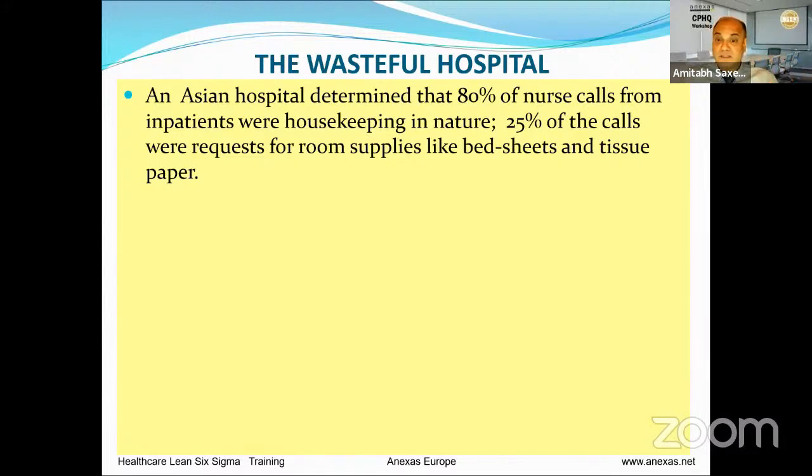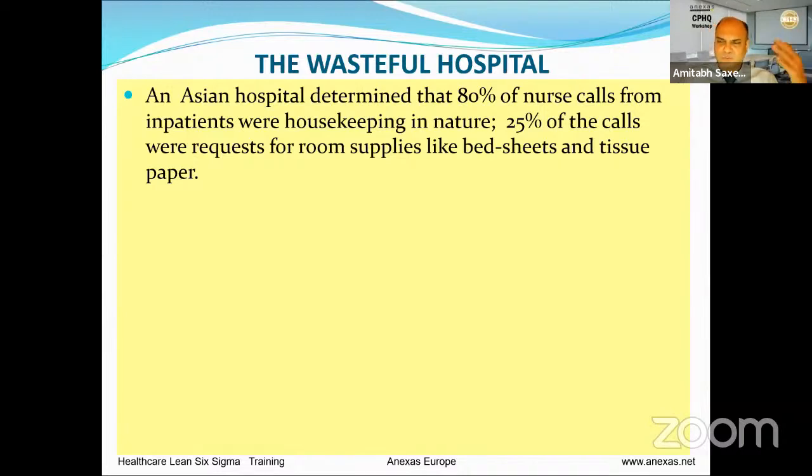80% of the nurse calls are housekeeping in nature. Means my pillow cover is dirty, my bed sheet is dirty. No, nurse is not there to take care of these aspects. Nurse is there to nurse the patient and to provide the right medicine. But if you are involving or wasting the intelligence of the nurse in those activities, which can be done by someone else, it is known as waste of intelligence.